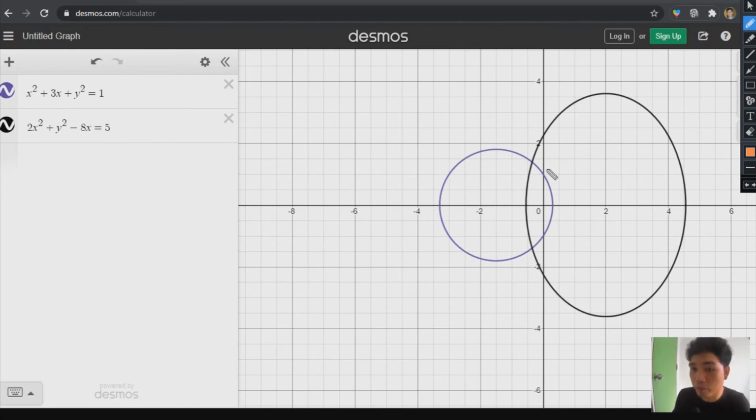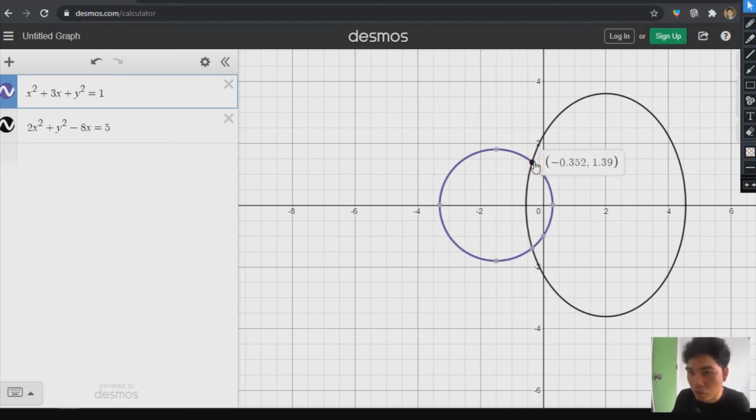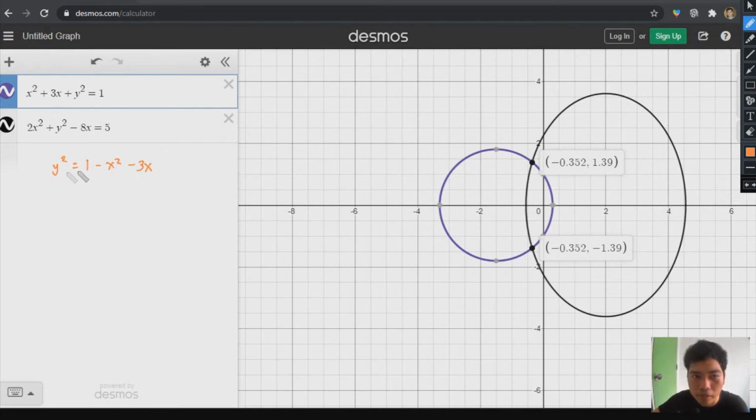First of all, we have to alamin muna natin yung intersection nila bago tayo mag-solve. So from this, you can see na you can point yung portion here, and then you would see the intersection. That's 0.35 to 1.39. So let's determine that using our own method. So from this, you can just use yung ating y squared is equal to 1. So, di ba ito? Y squared is equal to 1 minus x squared minus 3x. And then, substitute natin ito ngayon dito sa second equation. So, that's 2x squared plus 1 minus x squared minus 3x minus 8x is equal to 5.